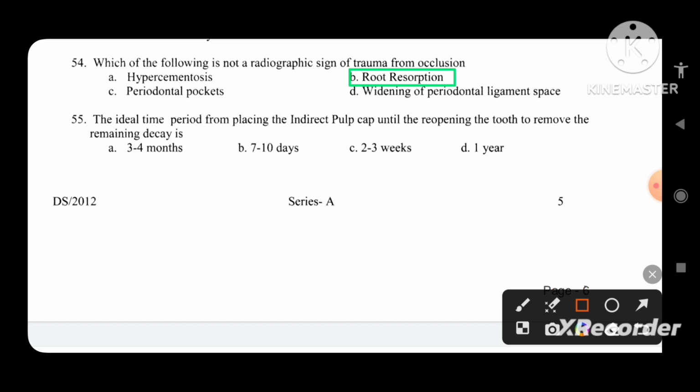The ideal time period from placing the indirect pulp cap until reopening the tooth to remove the remaining decay is. Options are 3 to 4 months, 7 to 10 days, 2 to 3 weeks, or 1 year. And the correct answer is 2 to 3 weeks. What is the ideal time period after placing an indirect pulp cap? 2 to 3 weeks until the reopening of the tooth to remove the remaining decay.